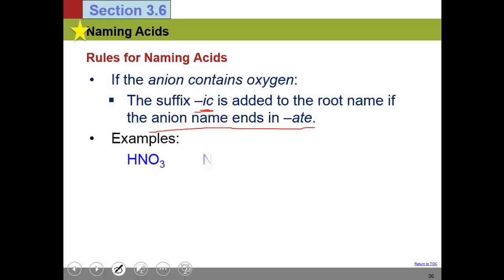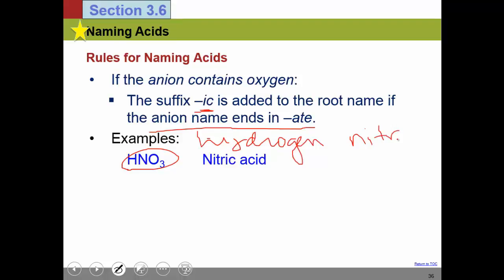So for example, if we were to just look at this, hydrogen, and then here is the anion name, which was the nitrate gift basket, the polyatomic. So the gift basket has an ATE ending. So we get rid of ATE and we add ic acid. So this is called nitric acid.